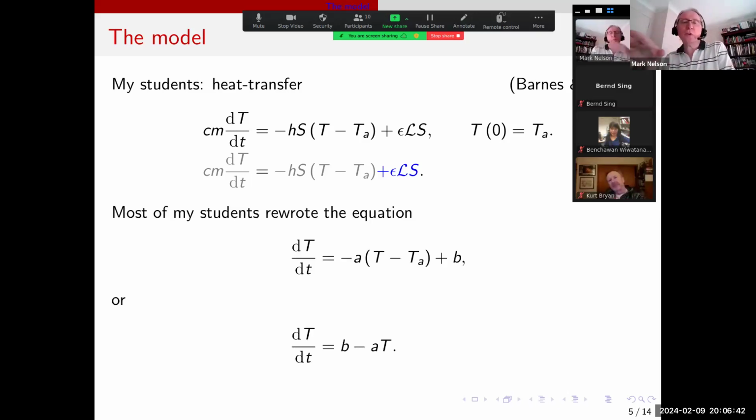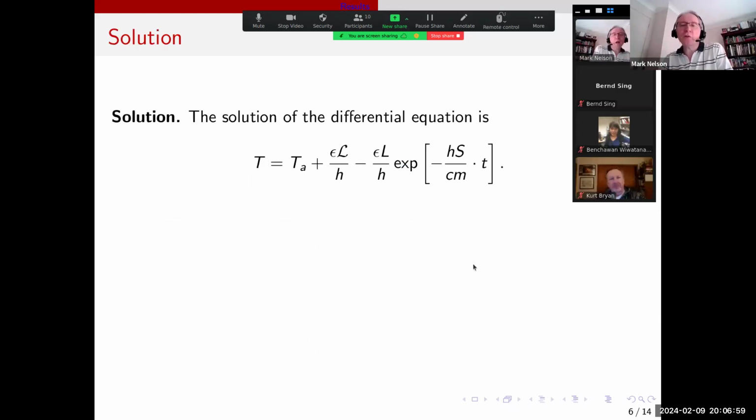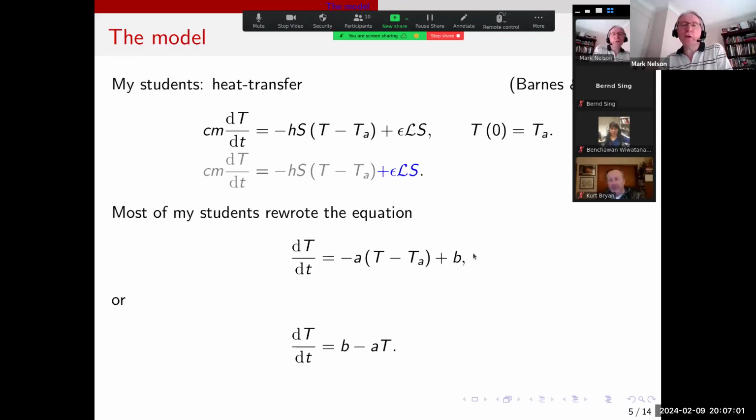So my students, they don't like this equation. There's too many symbols in it, and they rewrite the equation to make it look simpler. Some of them like to rewrite it in this way, or some of them like to rewrite it in this way. And by defining your own notation, you can make the equation look nice and simple. I think that this is actually the best way to do it, and I'll explain why later on. But this is a very appealing way to rewrite the equation.